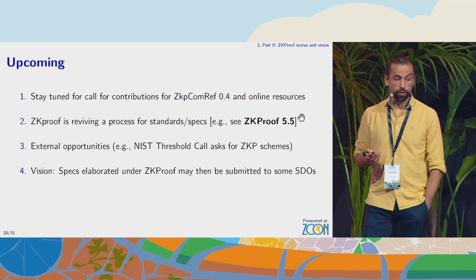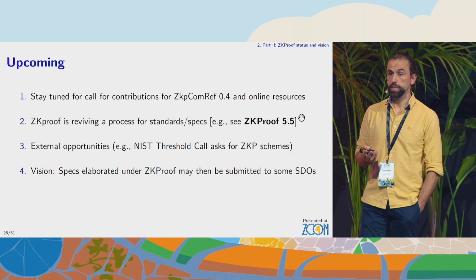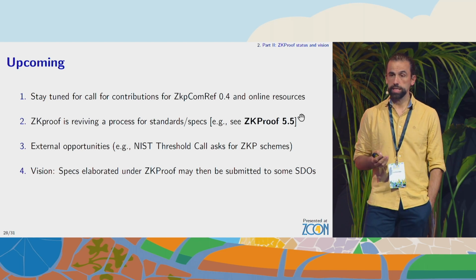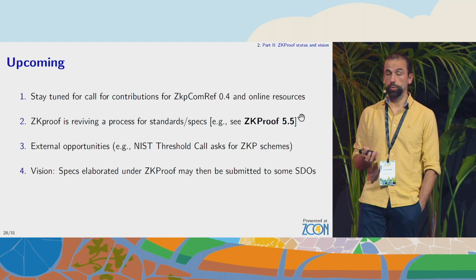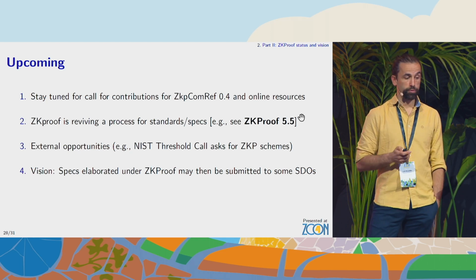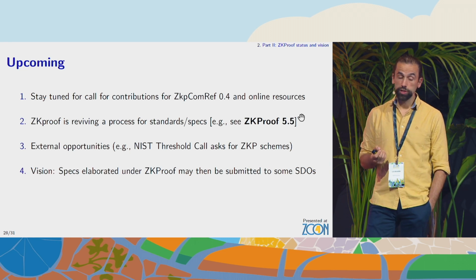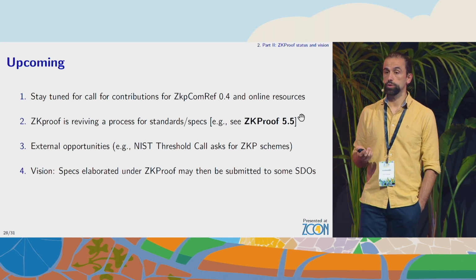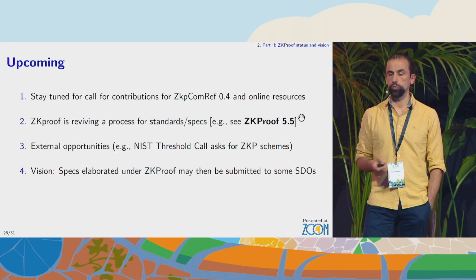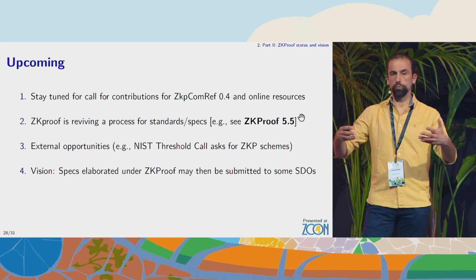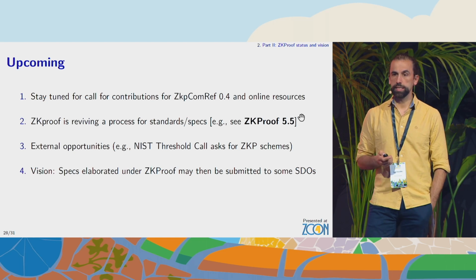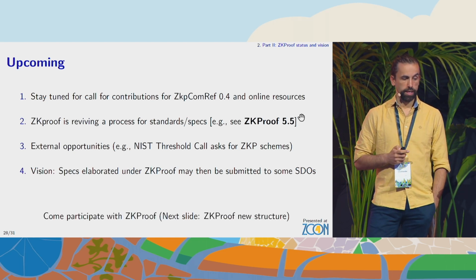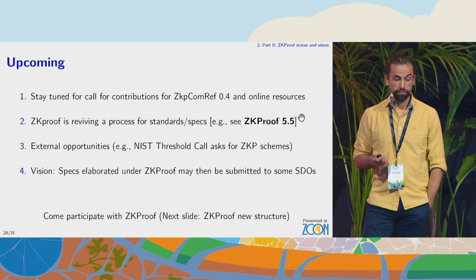There are also external opportunities. For example, currently NIST has a call for threshold schemes that incorporates also within it a call for zero-knowledge proof schemes. And also in terms of visions, we believe that the specifications elaborated under ZKProof may then be submitted to other standards development organizations, and that might actually be a path towards wide standardization and widely recognized standards of zero-knowledge proofs. So, come participate with ZKProof.